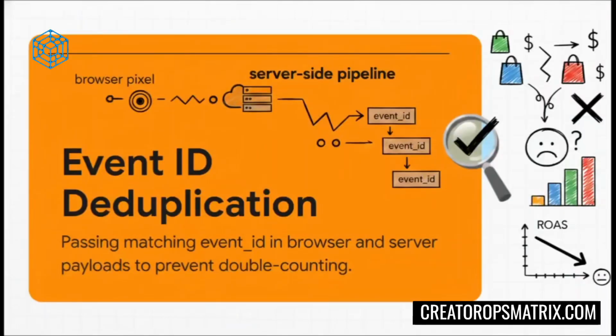So the crucial point for production environments, and seriously, pay close attention here, is event ID deduplication. If you're firing events from both the browser pixel and your server-side make.com pipeline, you must pass a matching event ID in your payload. If you skip this step, Meta's going to double count your purchases. It'll look like you made twice as much money as you actually did, which completely destroys your ROAS reporting and absolutely ruins your optimization algorithms.